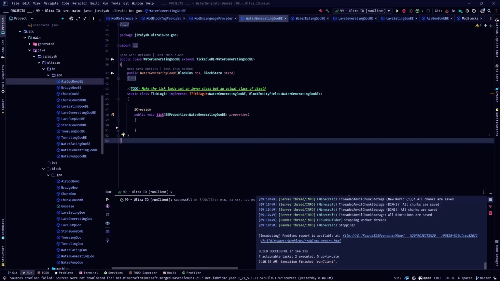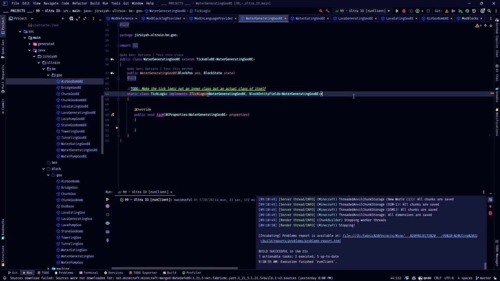Today we want to code 2 different types of blocks. One of these blocks will generate fluid for us, and one of them will destroy the fluid block. So we have 2 types of fluid in the game, water and lava. It means that in total we will have 4 different blocks. Now let's start with water generating goo.